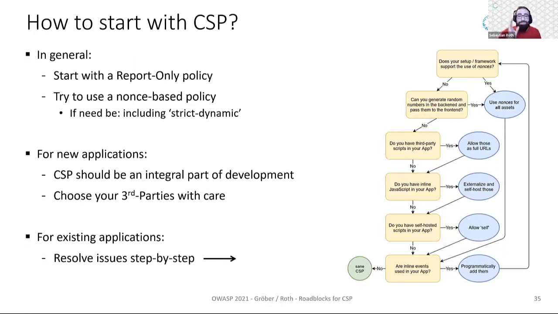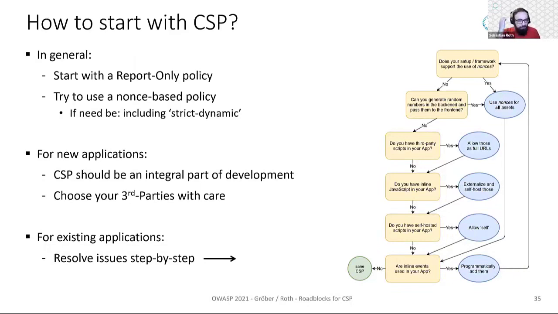But if you want to add a CSP to an existing application, you should take care of the issues one after another. So, if your setup or framework supports the use of nonces, you should use nonces for all assets. Even if it is not supporting nonces directly, if you can, for example, in your backend, generate random numbers and pass them to your HTML renderer, you can basically create the nonce support yourself, and you should use nonces for all your JavaScript assets.